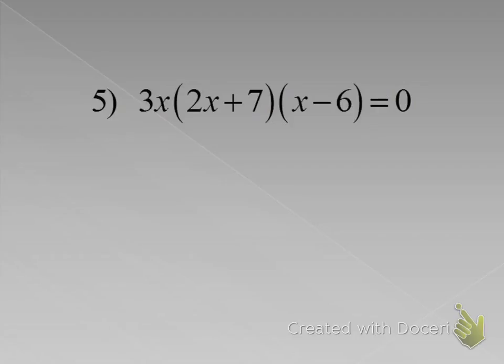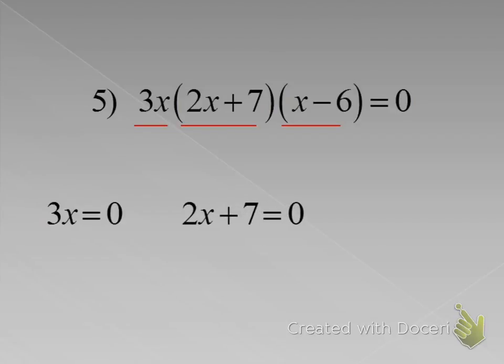In this class, we don't do a lot of 3 solution problems, but I do think it's helpful that you know they exist. So that's why we're looking at this example. What are the 3 things I need to make equal to 0? 3x equals 0. 2x plus 7 equals 0. X minus 6 equals 0. Wonderful. I'll give you a second to catch up, and then we'll solve those 3 equations.